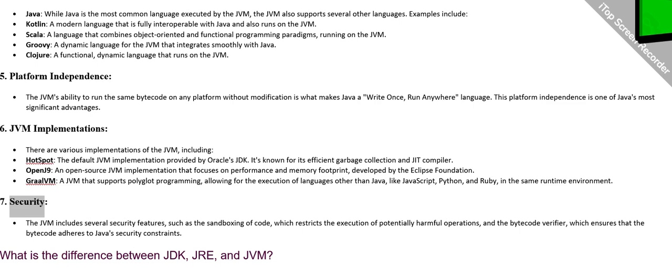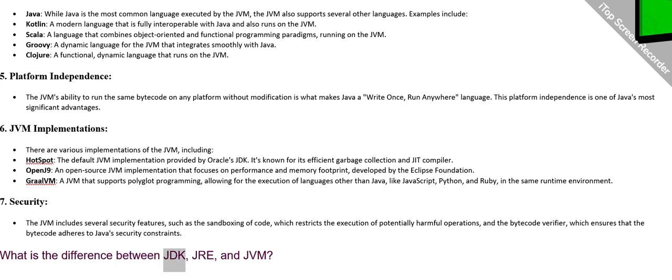7. Security. The JVM includes several security features, such as the sandboxing of code, which restricts the execution of potentially harmful operations, and the bytecode verifier, which ensures that the bytecode adheres to Java's security constraints.